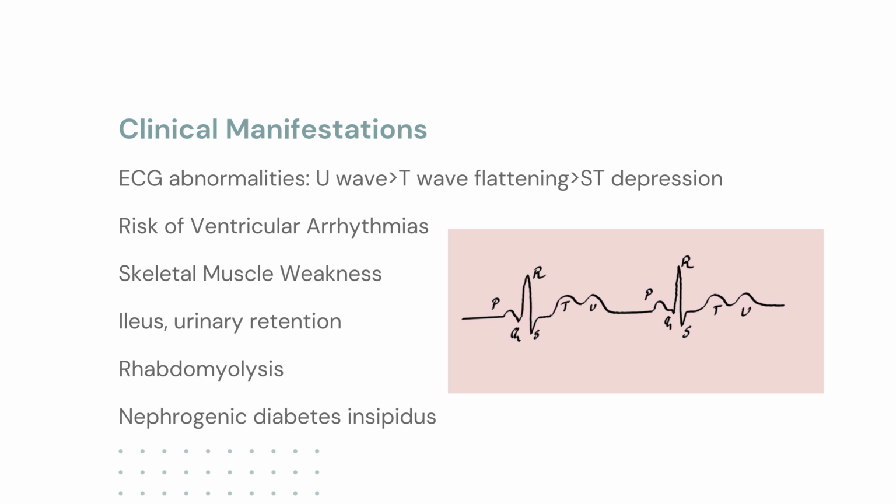ECG abnormalities that are typically seen with hypokalemia are U waves, T wave flattening, and ST depression. There is increased risk of ventricular arrhythmia in patients with ischemic heart disease with hypokalemia. Skeletal muscle weakness is also seen. Ileus, urinary retention, rhabdomyolysis, and nephrogenic diabetes insipidus are typical presentations.